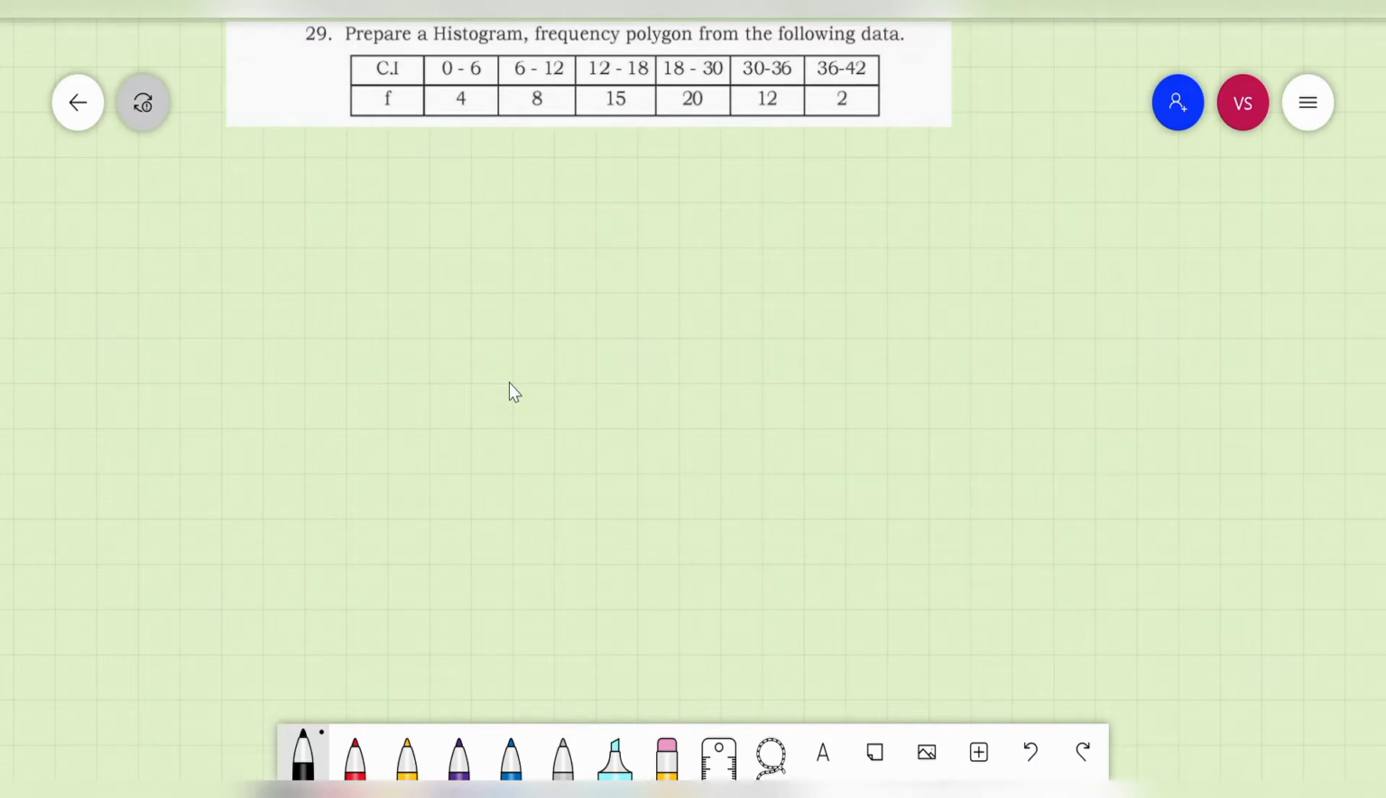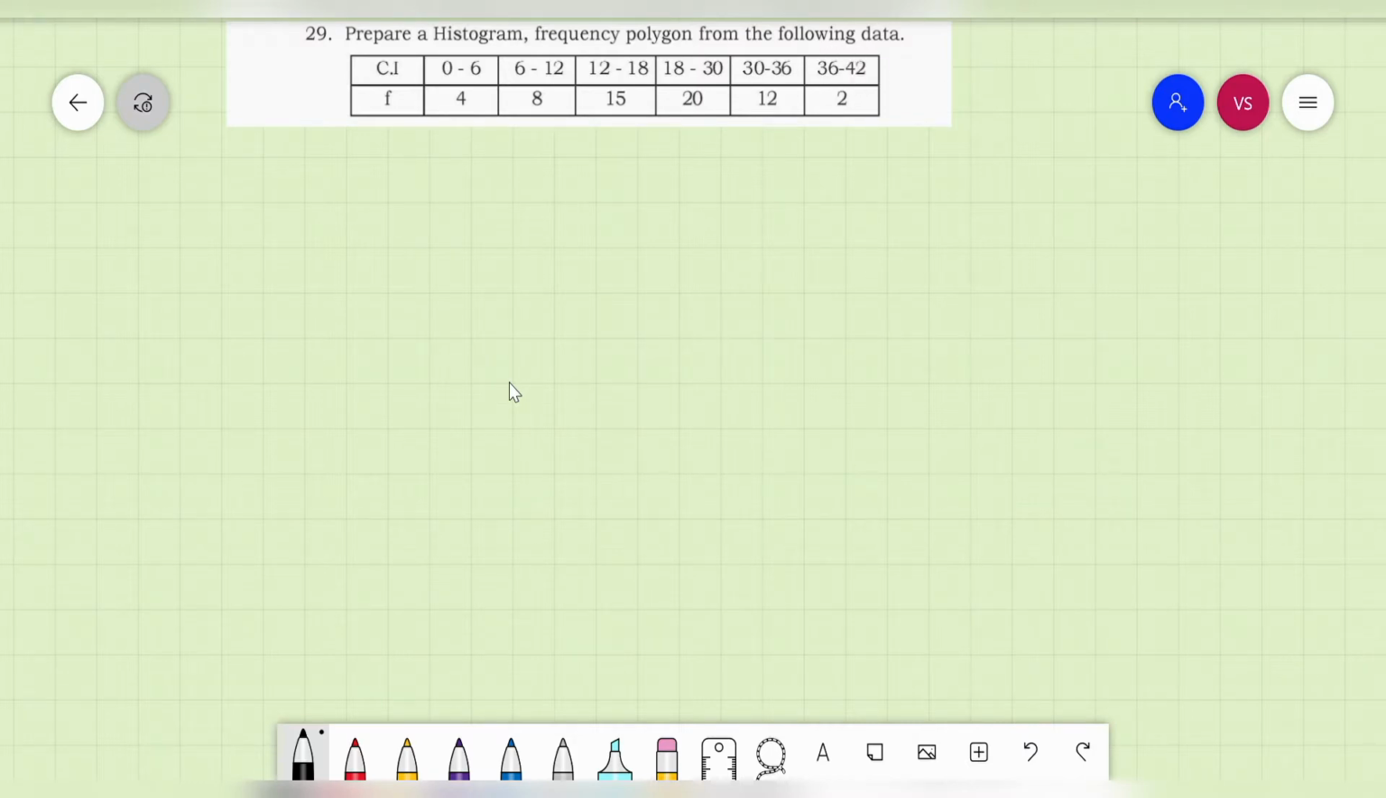If you just check the data, students, here 0 to 6, 6 to 12, 12 to 18, 18 to 24 it should be. Let's take this as 18 to 24. Then these are all unequal width, students. Let's take the same as it is. Unequal width itself: 18 to 30, 30 to 36, 36 to 42. These are all of unequal width, histogram of unequal width.